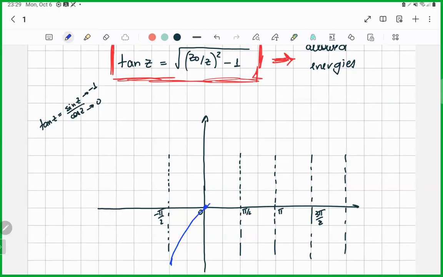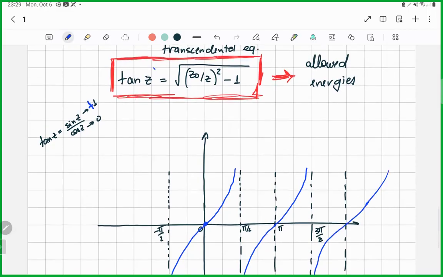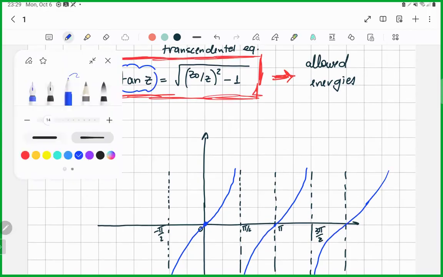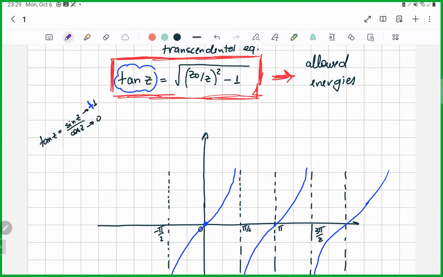And then once we reach pi over 2, well, sine of pi over 2 is plus 1, while cosine is 0, so it explodes again, but now on the positive side. And then as we go above pi over 2, we are coming from the negative side. Once we reach pi, sine is 0. And then we explode at 3 pi over 2, and we continue like this. Okay, so this is the tangent. Very good. Now let's try to plot here the other side, the right side.